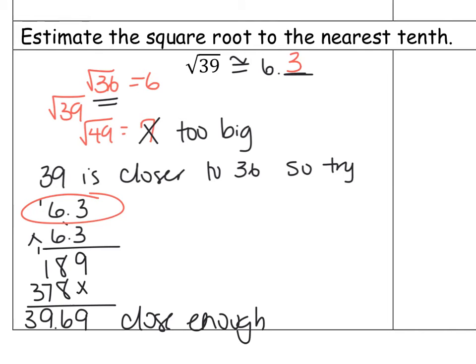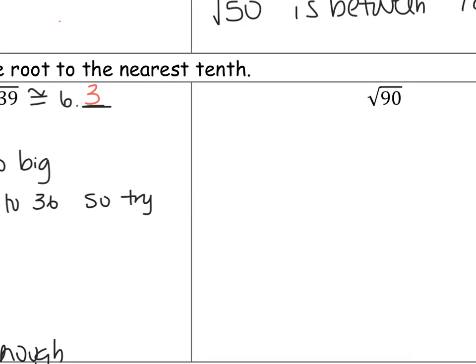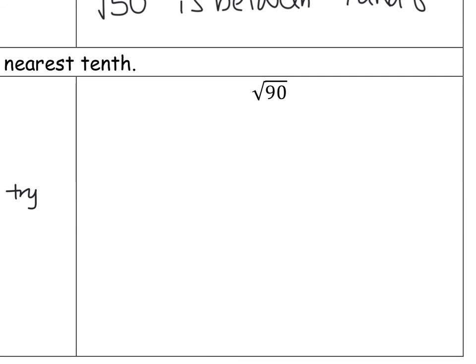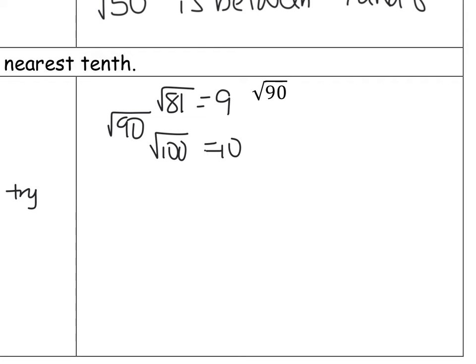So let's go ahead and try the square root of 90. Again, that's not on our list of perfect squares, but we know that the square root of 90 is between the square root of 81, which is 9, and the square root of 100, which is 10. We're not going to use 100 or 10 because it is too big. So we know that the square root of 90 is going to be about 9 point something, and we have to figure out what that something is.